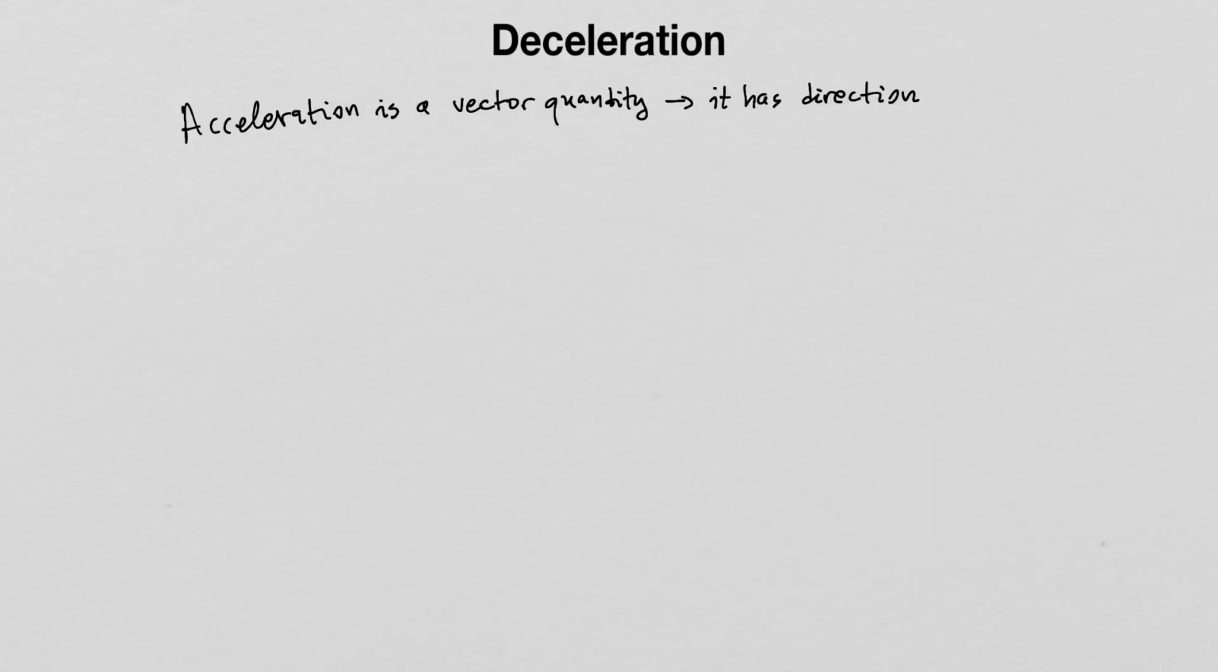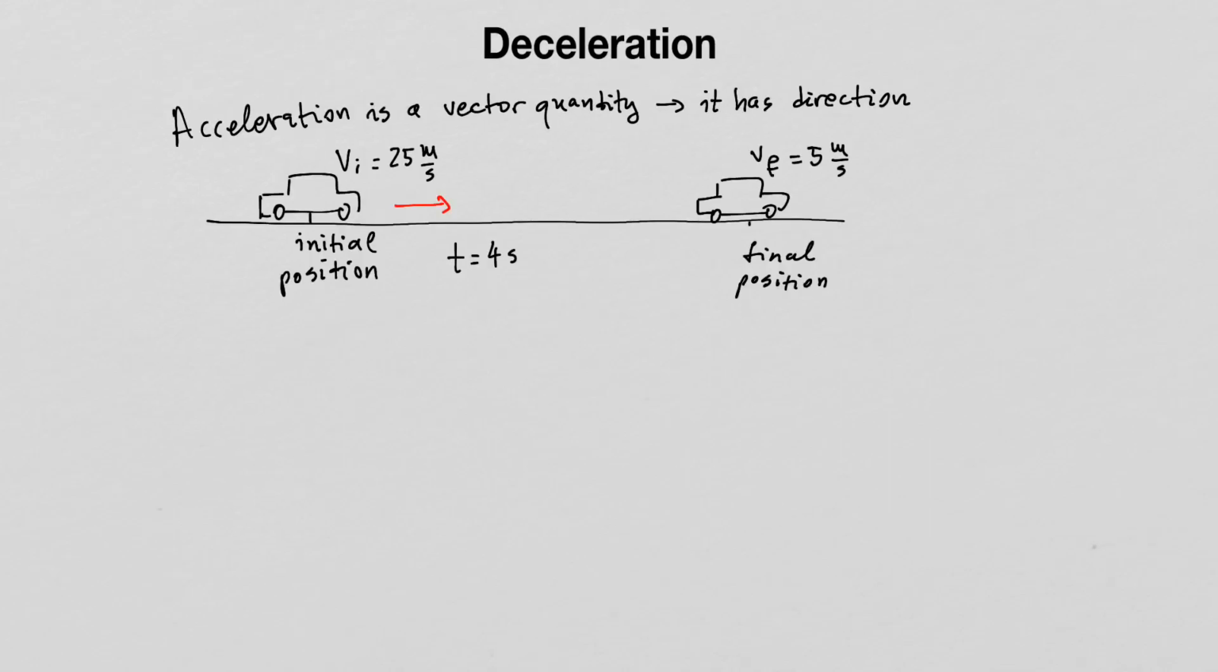Let's give an example. Here is a car which has an initial velocity of 25 meters per second, and then after 4 seconds it has a different velocity, a final velocity of 5 meters per second. So what is the acceleration of this car? To calculate the acceleration, I'm going to use the same formula as before: the acceleration is equal to the final velocity minus the initial velocity, divided by the time. Now I'm going to replace the values for the two velocities and the time in this formula, and let's see what the result looks like.